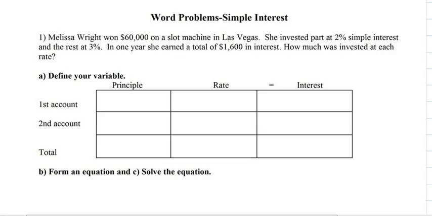Melissa Wright won $60,000 on a slot machine in Las Vegas. She invested part at 2% simple interest and the rest at 3%. In 1 year, she earned a total of $1,600 interest. So the table was already filled out for us.